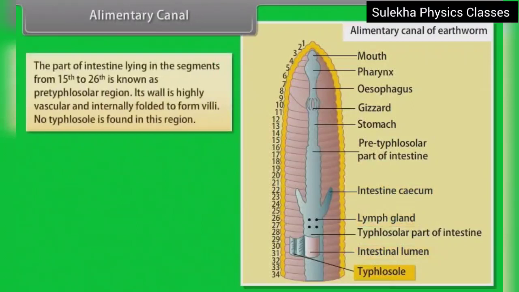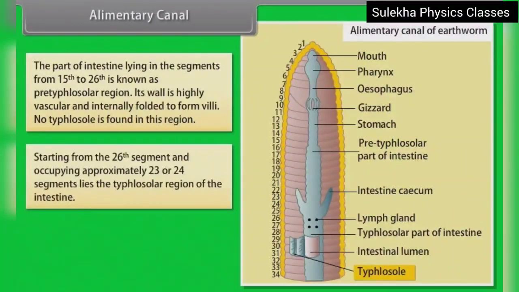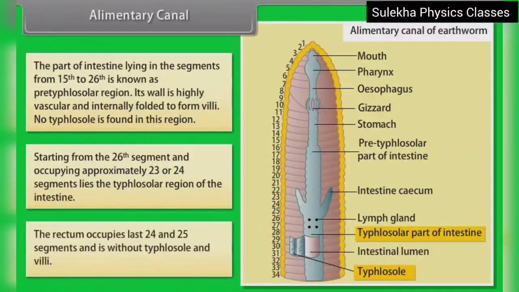wall. The part of intestine lying in the segments from 15th to 26th is known as pretyphlosolar region. Its wall is highly vascular and internally folded to form villi. No typhlosole is found in this region. Starting from the 26th segment and occupying approximately 23 or 24 segments lies the typhlosolar region of the intestine. The rectum occupies the last 24 and 25 segments and is without typhlosole and villi.